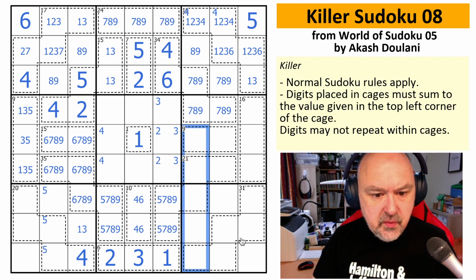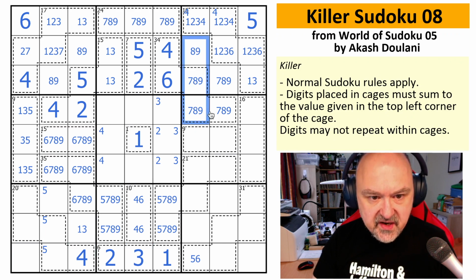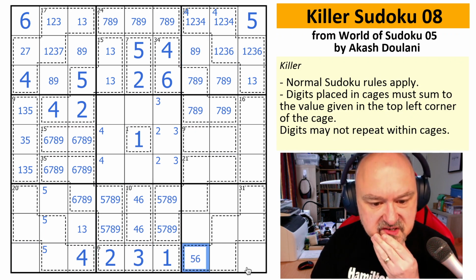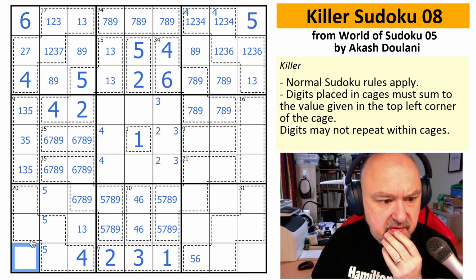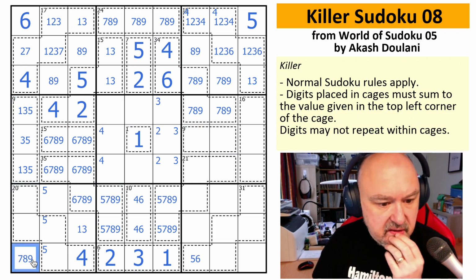Now we know that these are 1 through 6. So this is a 5 or a 6, because it sees 1, 2, 3, 4, 5, 6, 7, 8, 9. So this is 5 or 6. But that's a lot less useful than I might like. Is that restricted? 1, 2, 3, 4, 5, 6. This is 7, 8, or 9.